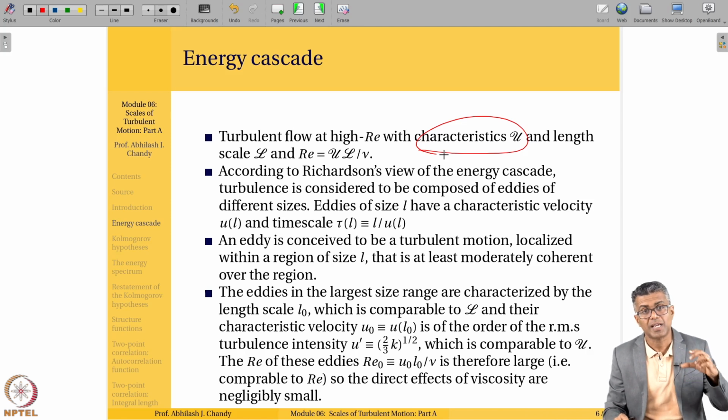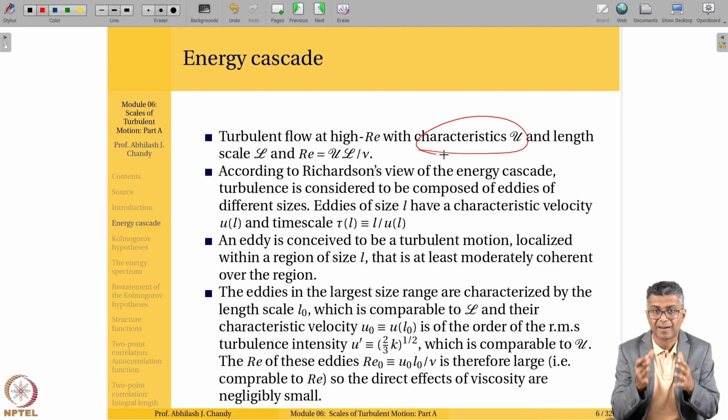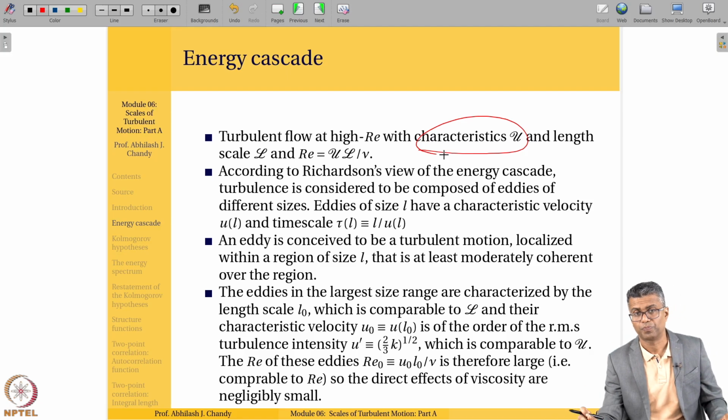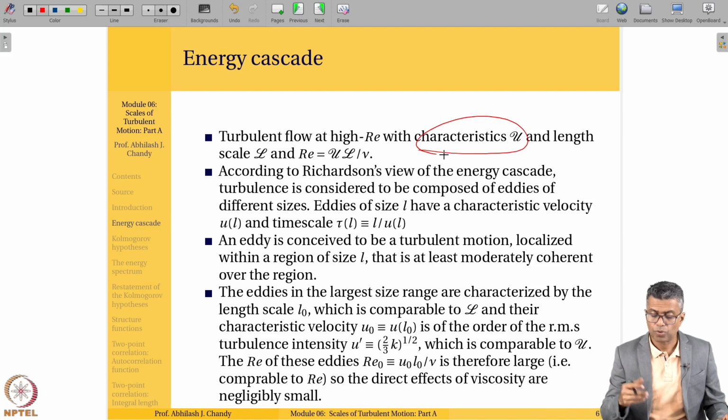It is the velocity in the nozzle, average velocity in the nozzle. For a channel flow, it is the average velocity at which flow comes into the channel. For a flow over a cylinder, it is the free stream velocity. So these are your characteristic velocities, the velocities that determine the characteristics of the flow. And you have a characteristic length scale, which I described earlier.